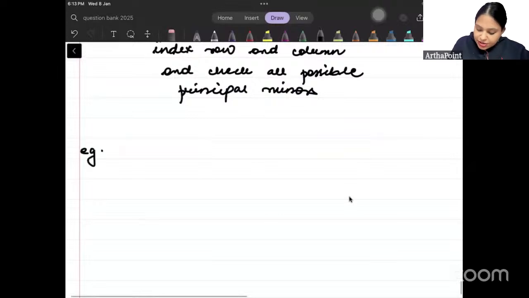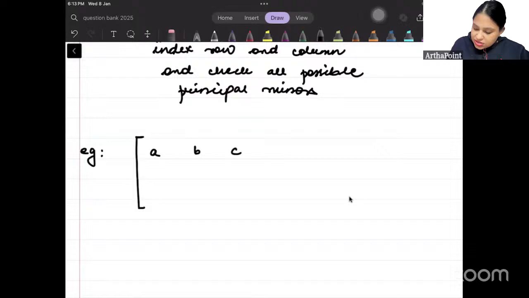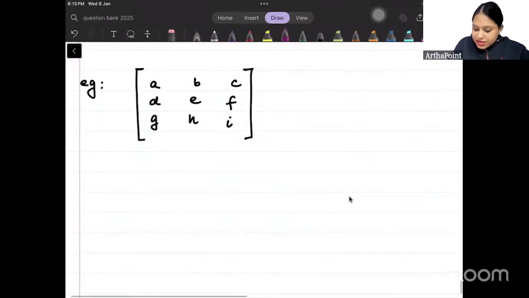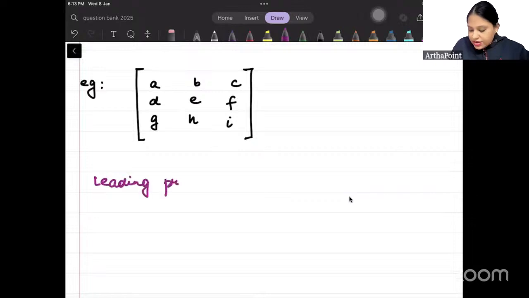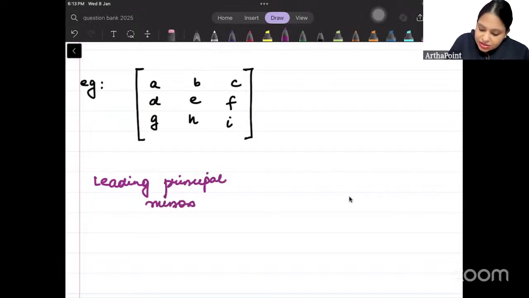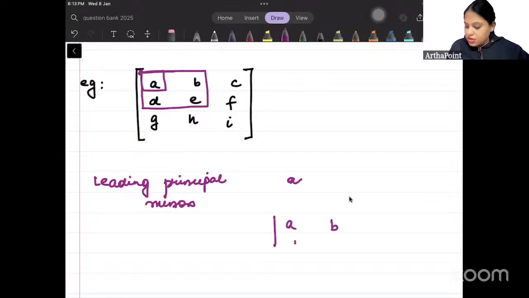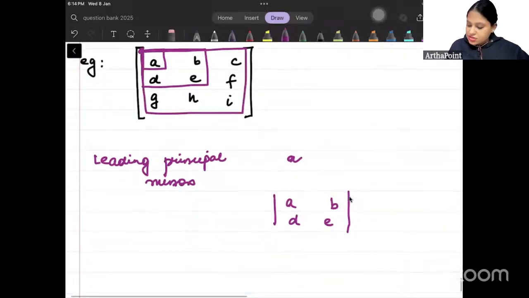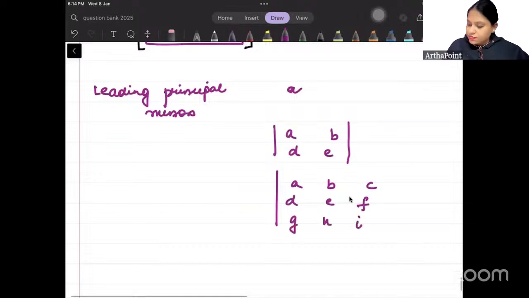Listen carefully. Suppose I have a matrix A, B, C, D, E, F, G, H, I. If I ask you what its leading principal minors will be: the first is this A. Then we start from here only, the determinant of A, B, D, E. And then the determinant of the entire matrix A, B, C, D, E, F, G, H, I. These are called leading principal minors, right?